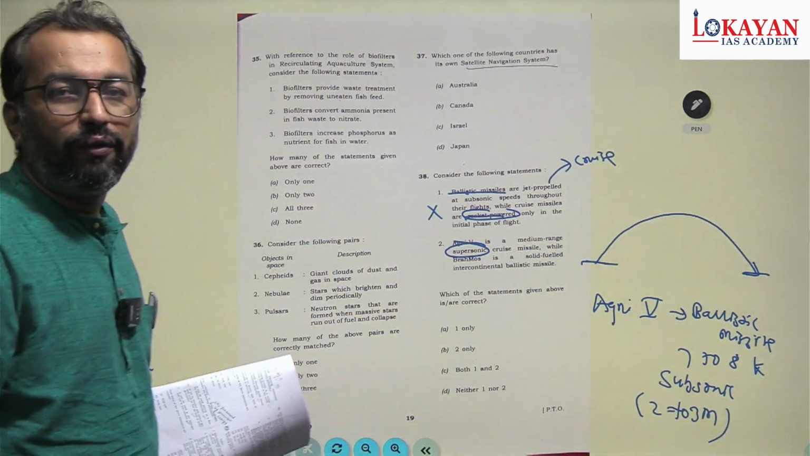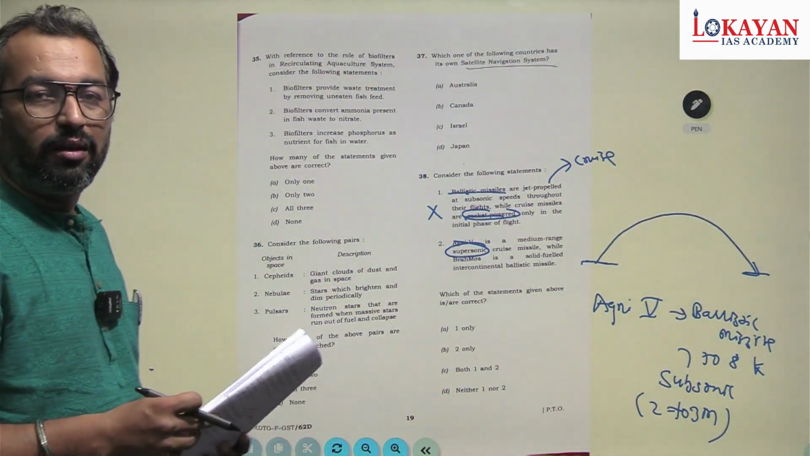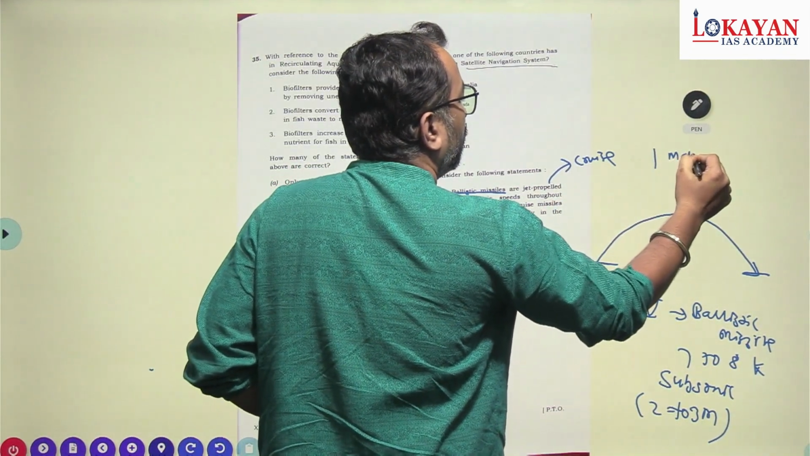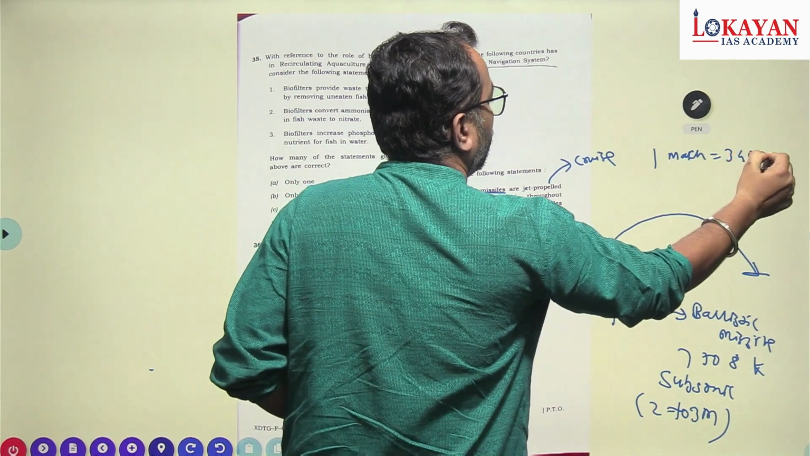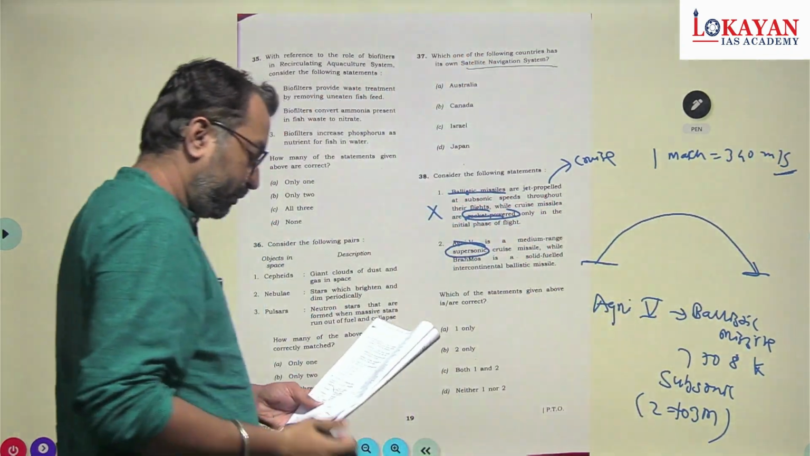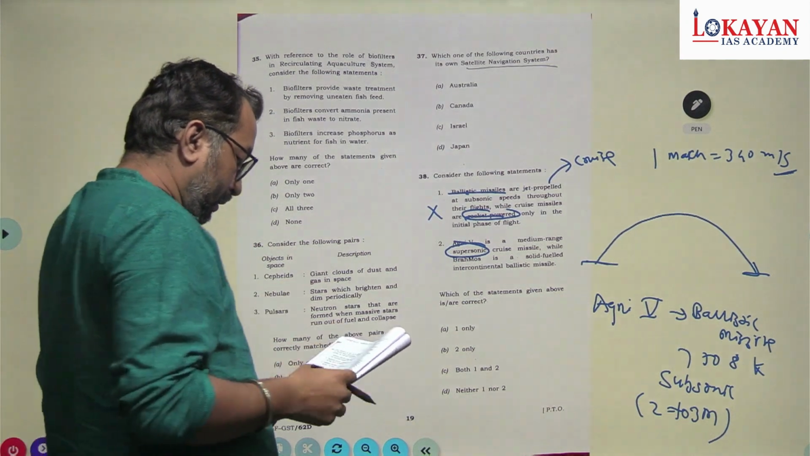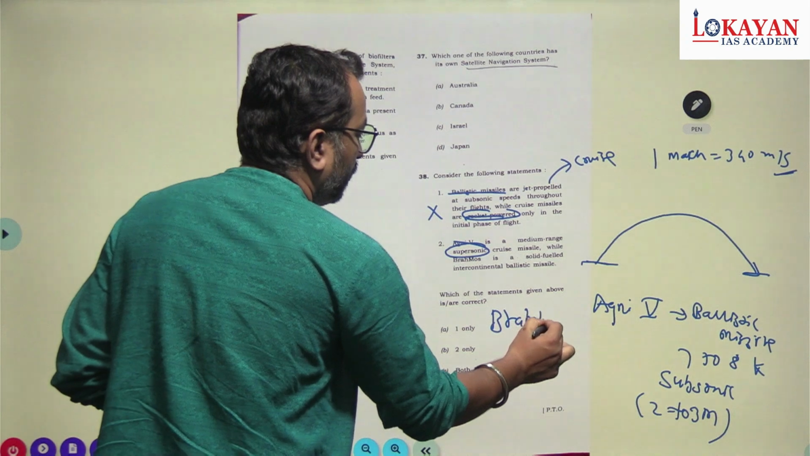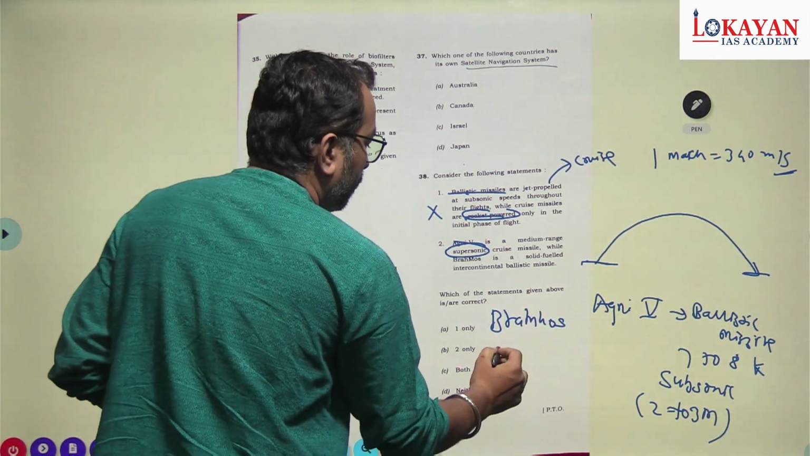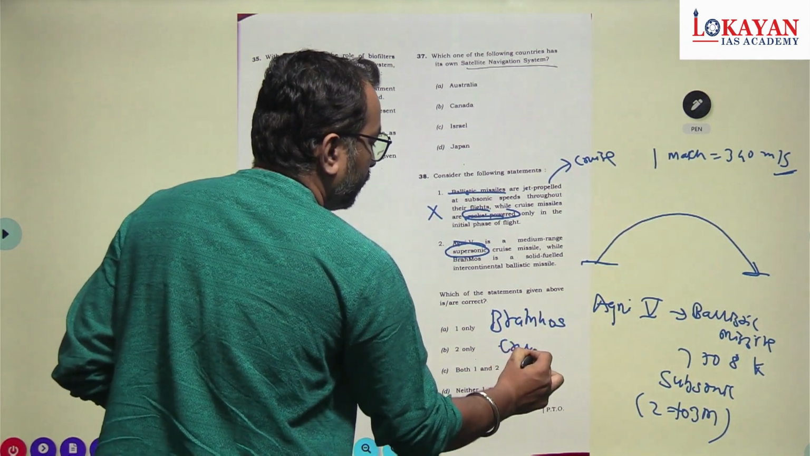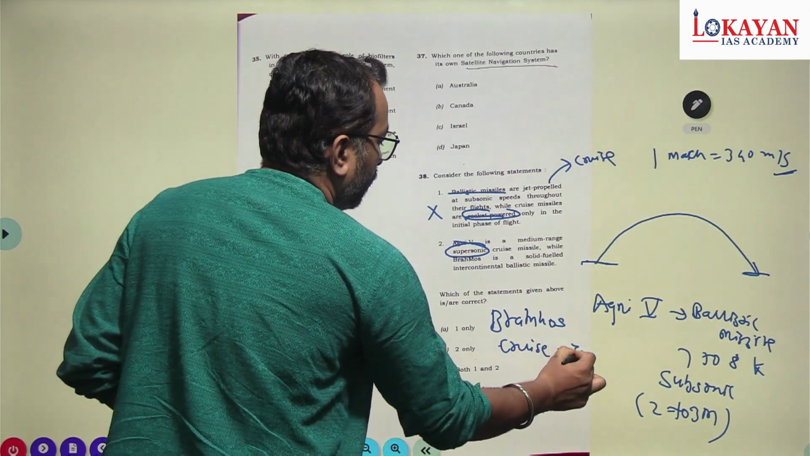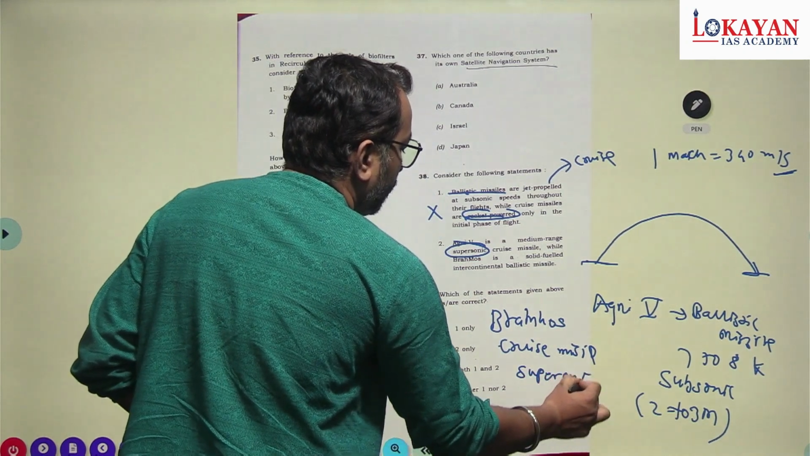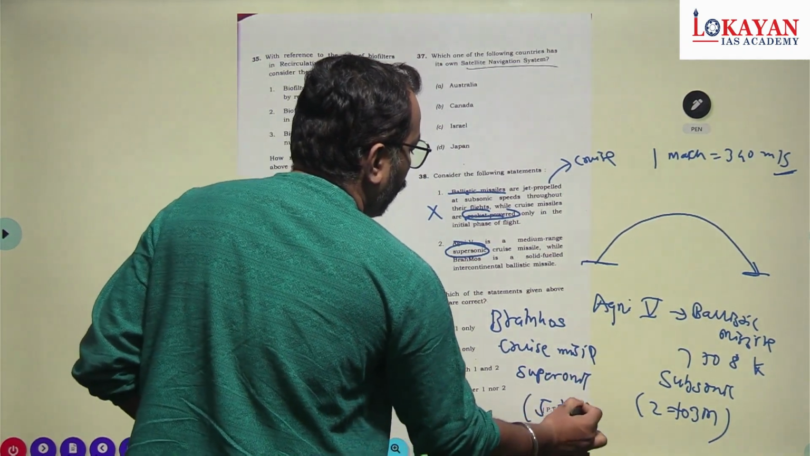Mach is the unit of speed of sound. One's speed of sound is called 1 Mach. 1 Mach is equal to 340 meter per second. Right? And BrahMos is a mid-ranged cruise missile. It is supersonic. Supersonic means its speed is between 5 to 24 Mach.